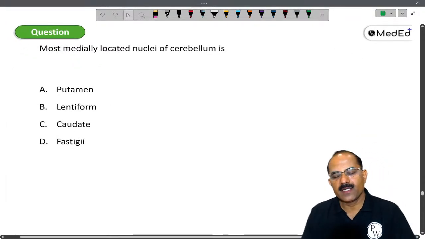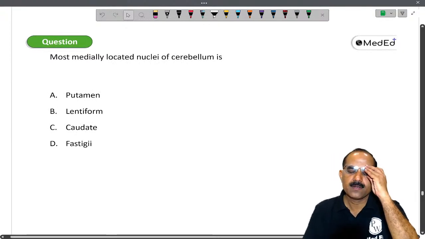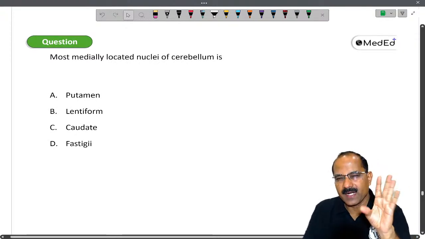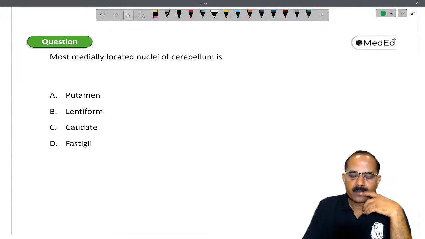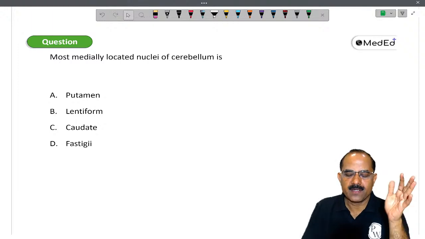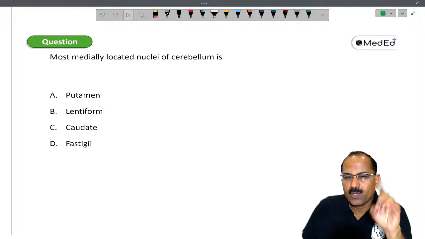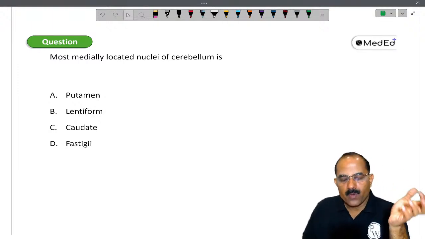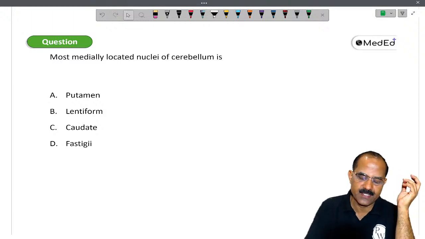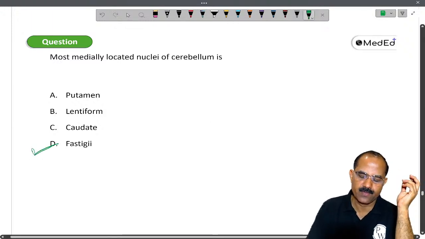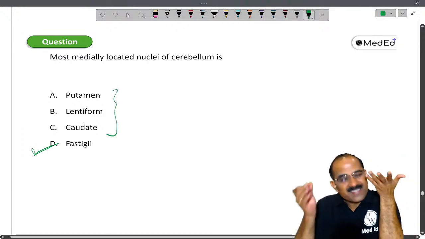Answer this. Most medially located nucleus of the cerebellum is, ये easy है, हाँ? Okay, I'll tell you this. I'll tell you with some other topic. Just wait. Most medially located nucleus. I'll repeat in some other MCQ. Wait. एक और MCQ है nucleus ambiguus वाला. I'll tell you. Most medially located nucleus of the cerebellum is nucleus fastigii. Nucleus fastigii. बाकी का nucleus है ही नहीं cerebellum का.